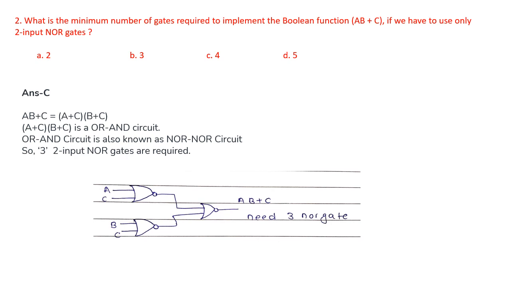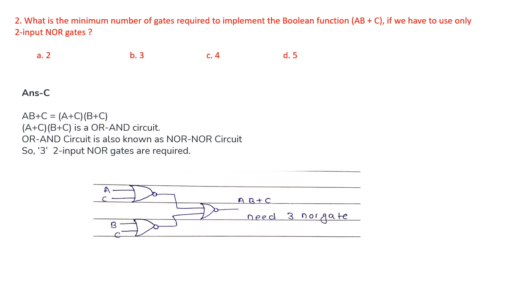The next question is about NOR gate. First we will read the question, then we will see the solution. The question is, what is the minimum number of gates required to implement the Boolean function AB plus C if we have to use only two input NOR gates? So the expression is AB plus C. We can expand it as (A plus C)(B plus C). Now we can clearly see it is an OR AND circuit.